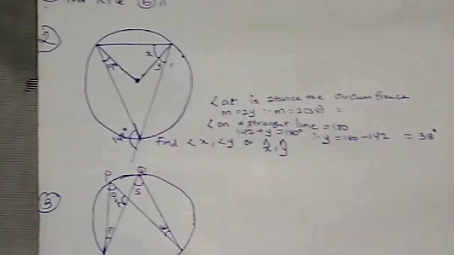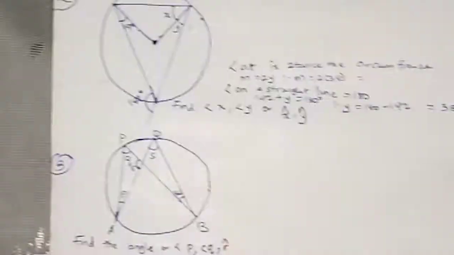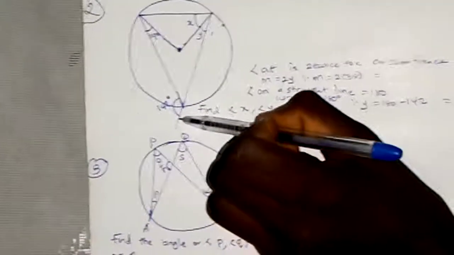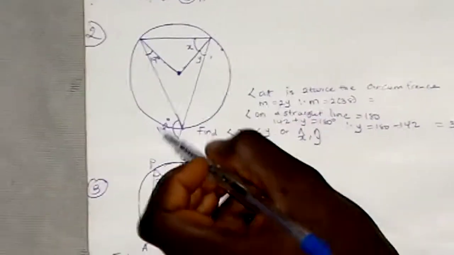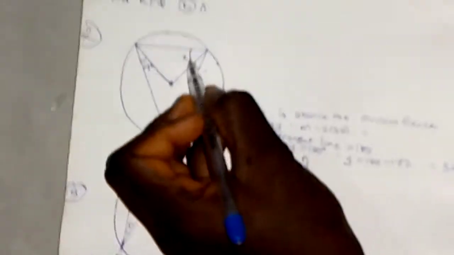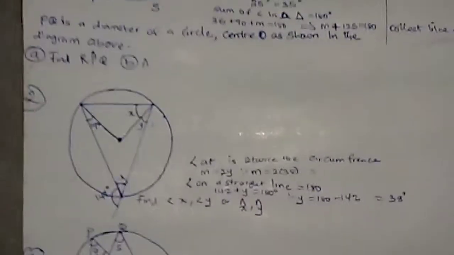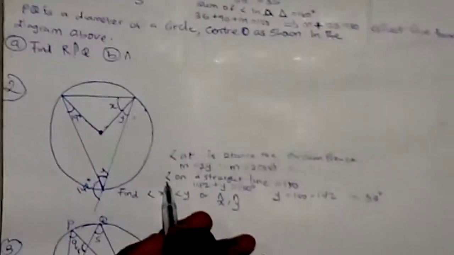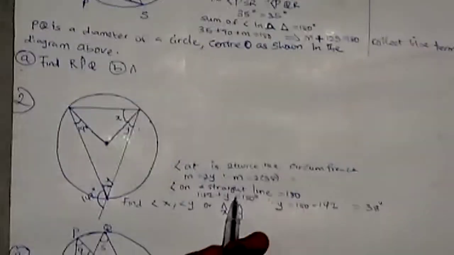Now let's check question 2. Looking at this question, this is X. The question asks us to find X and Y. We've treated this. This is a straight line. Let us call this angle Y. Because we want to find X and Y, we need to calculate some things, and you will also need to know some things to get this. Looking at it, this is a straight line. So we said angle on a straight line equals what?